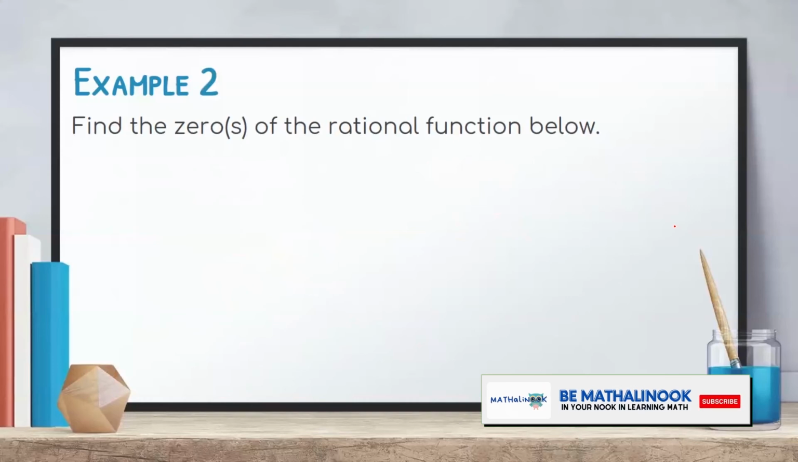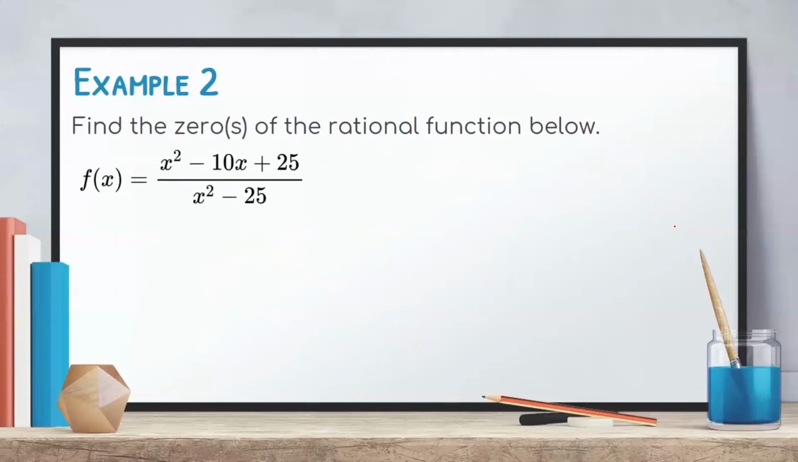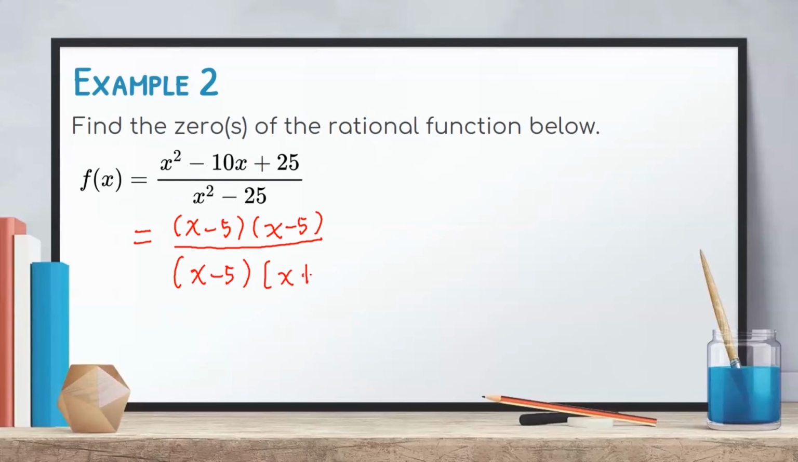Let us have another example. Find the zero or zeros of the rational function below. f of x equals x squared minus 10x plus 25 all over x squared minus 25. Again, we factor first the numerator and the denominator. For the numerator, the factors of x squared minus 10x plus 25 are x minus 5 and another x minus 5, all over the factors of x squared minus 25, which are x minus 5 times x plus 5.